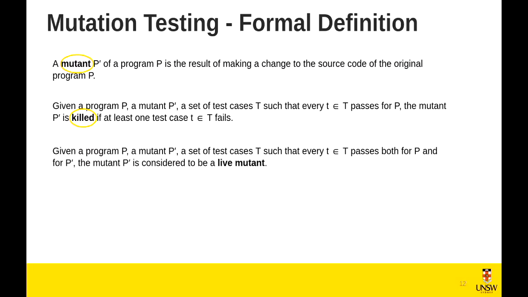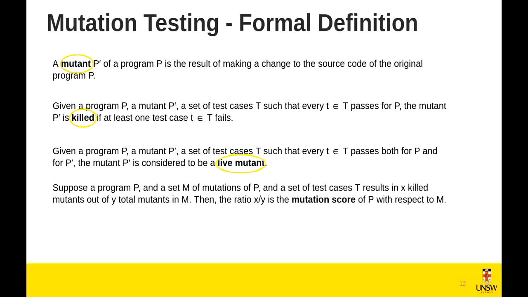And if a mutant can pass every test case, then this mutant is considered a live mutant. If we divide the number of killed mutants by the total number of mutants, we get the mutation score. This mutation score is actually the score for the test suite.